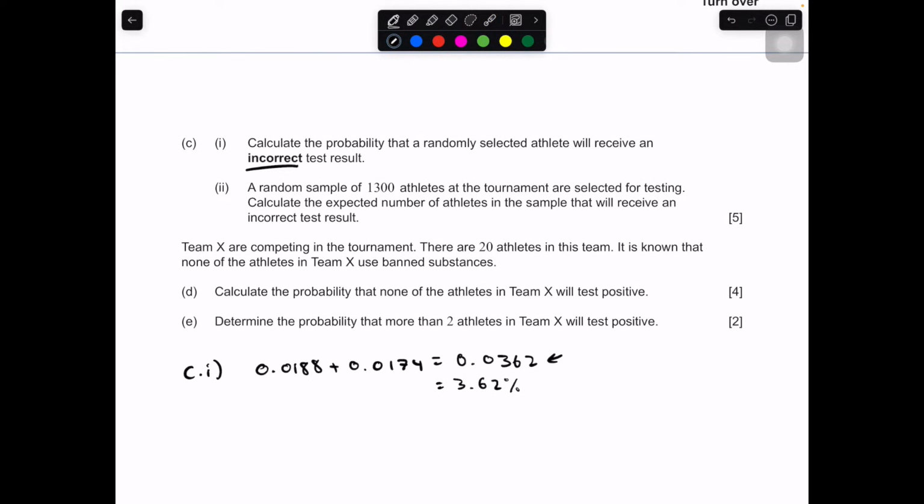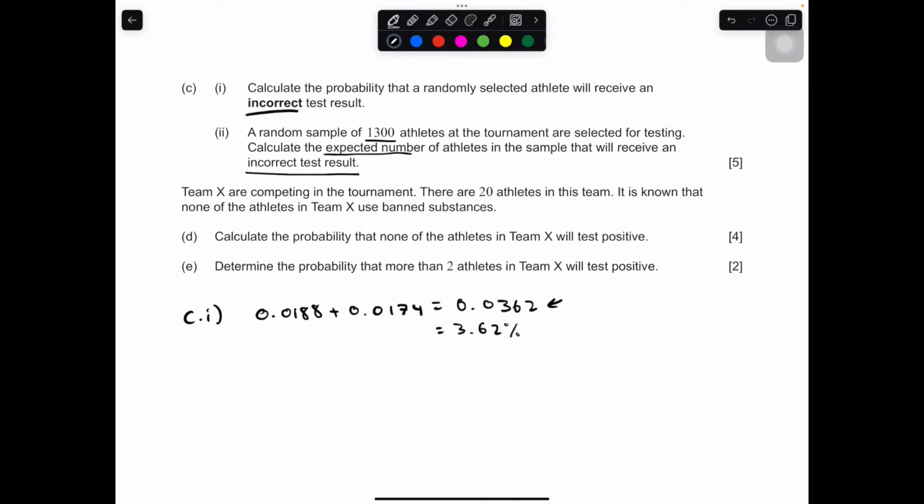Just reading the first part of this, it looks like it's a binomial. A random sample of 1,300 adults or athletes at the tournament are selected for testing. Calculate the expected number of athletes in the sample that will receive an incorrect result. Actually, this isn't a binomial. The next one looks like a binomial.